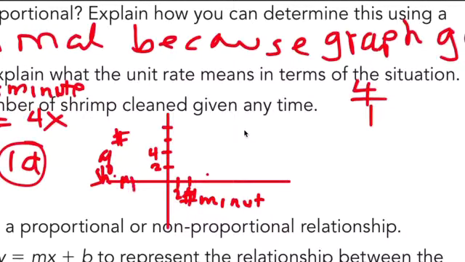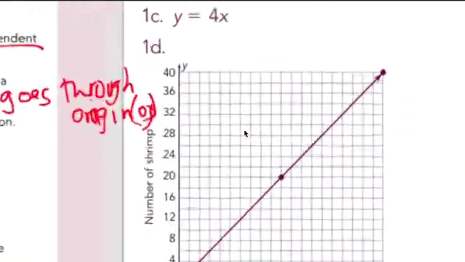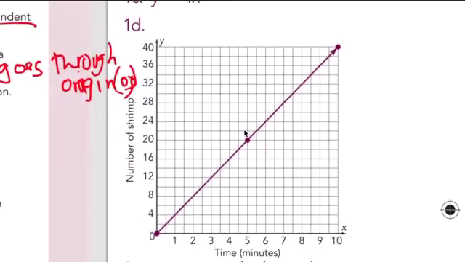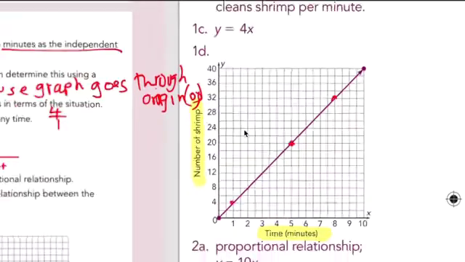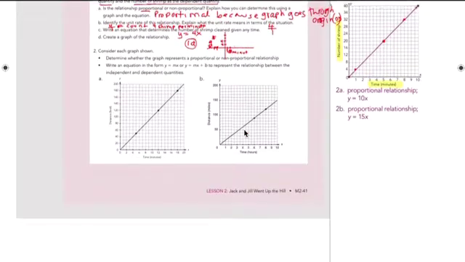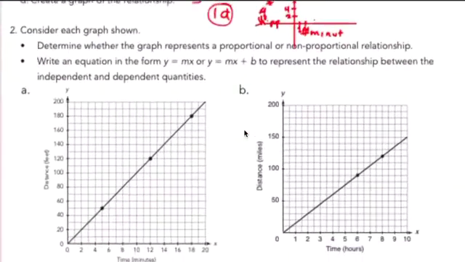Okay, here, let me show you their graph. There we go. You see? You should have a graph like that. At 2 minutes, he can clean 8 shrimp because 4 times 2 is 8. At 1 minute he can clean 4, so at 5 he can clean 20. 8 times 4 is 32. Get a nicer graph so you can graph it. Notice they label the graph time in minutes and number of shrimp. Use a separate sheet of paper, please.